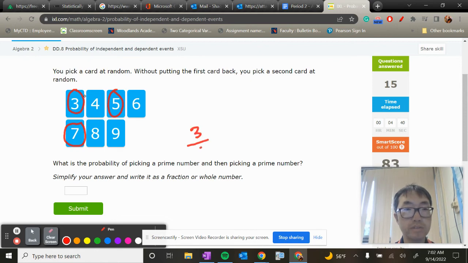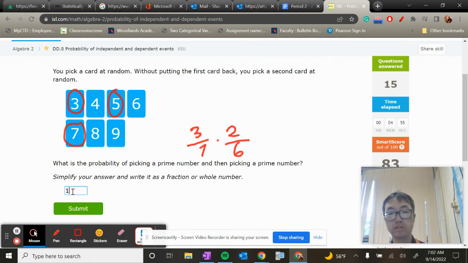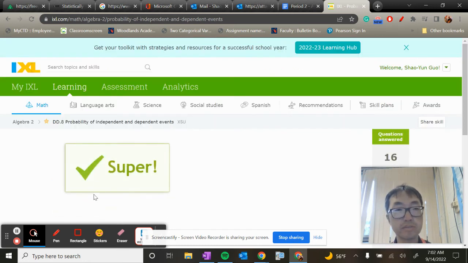Three out of 7. Without putting the first card back. 2 out of 6. So I believe that's 1 out of 7. When all the smoke clears, 1 out of 7.